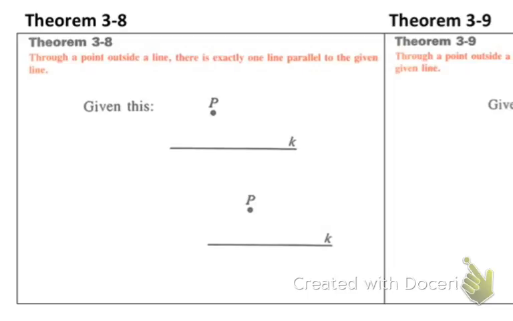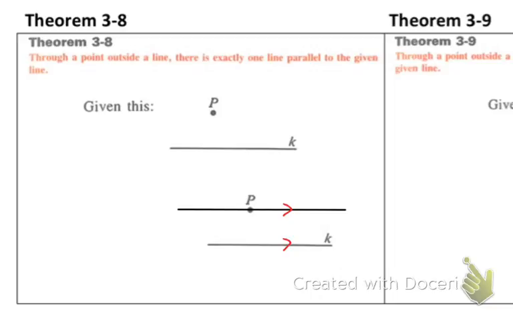Okay, so theorem 3.8 says through a point outside a line, there's exactly one line parallel to the given line. I think that just makes sense, right? If I make a point right here, there's only one line I can draw through it. There's only one way I can draw it so that they're not going to intersect.